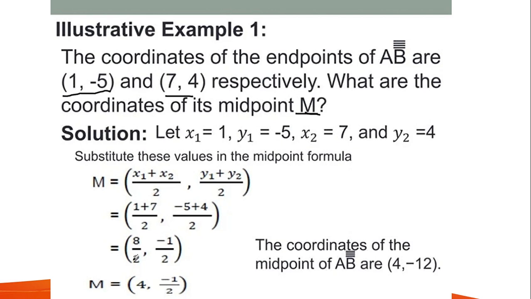8 divided by 2 is 4. So the coordinates of the midpoint of AB are 4 and negative 1 over 2. This is not negative 12, this is negative 1 over 2.